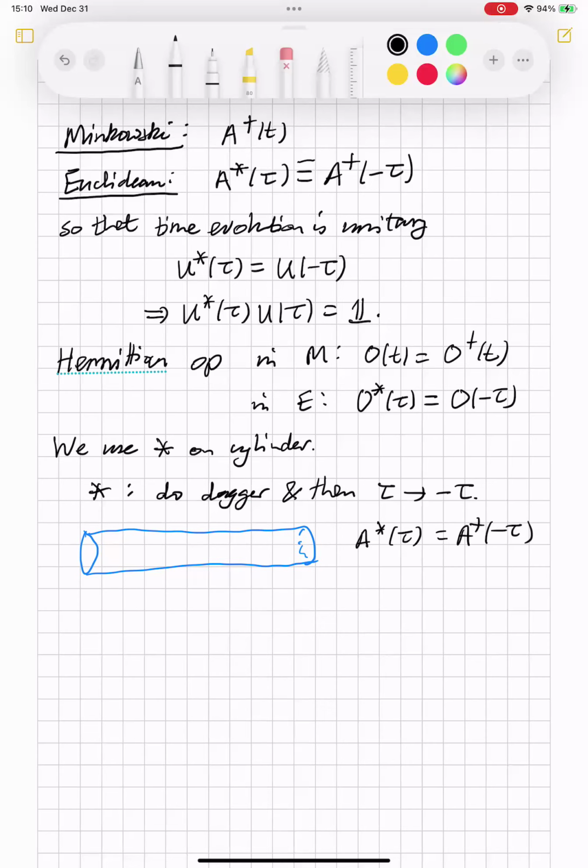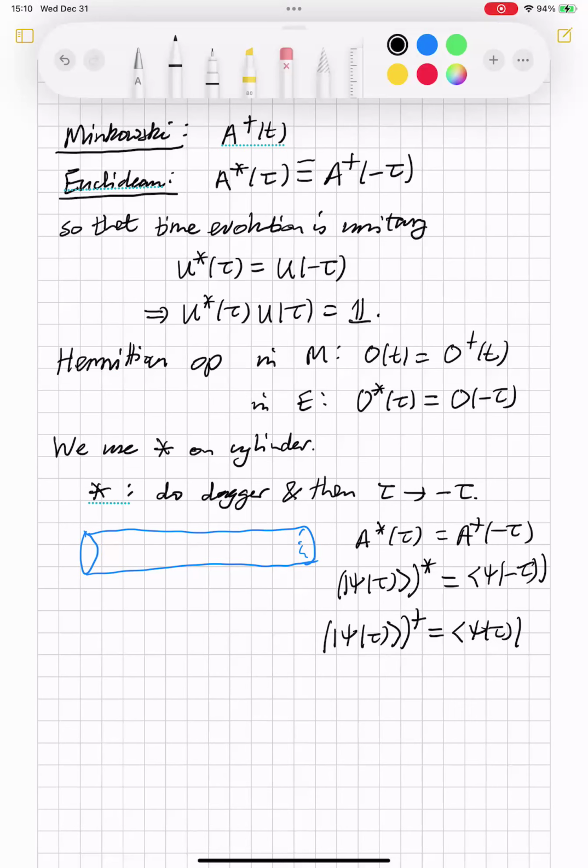Let's also talk about how you would take the dagger of, let's say, a state, a ket. So psi of tau star. What would this be? Well, easy. If I ask you what is psi of tau dagger, you wouldn't even blink. You would immediately turn it into the bra. And then all you need to do is evaluate this bra at minus tau. So that's how star acts on states. It turns kets into bras and bras into kets and changes tau into minus tau.